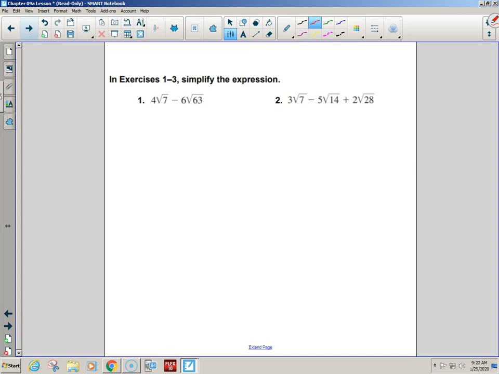Uh-oh. You know what? Let's not do number 2 yet. Just kidding. Can you guys go down to 1 and 2? Number 2 is it? It's all right. Look down. Look down.